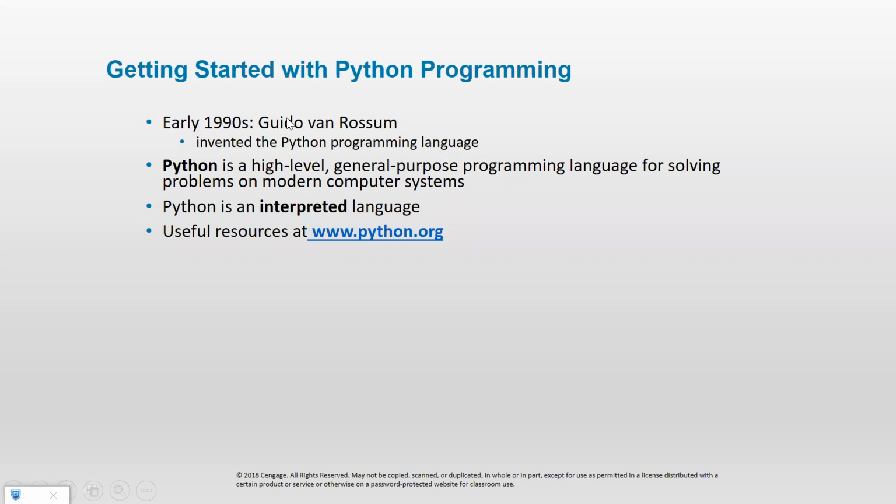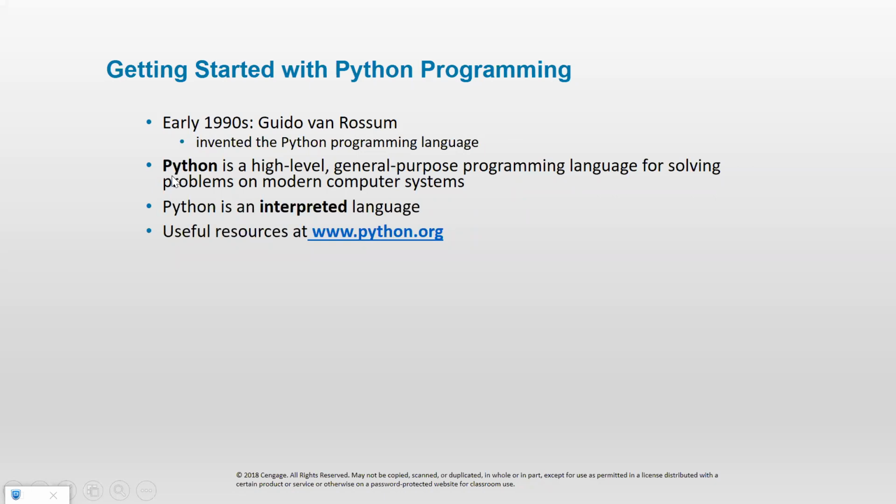Python was invented in the early 1990s, and Java was invented in 1995. So they were at the same time, in the same decade at least.